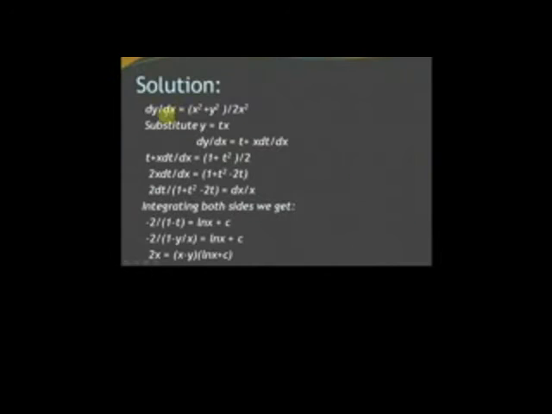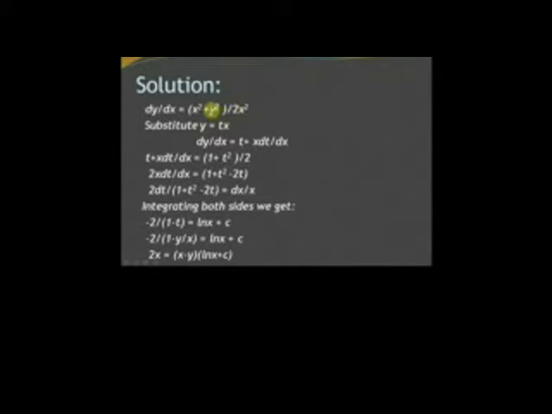Solve the differential equation dy by dx equal to (x square plus y square) divided by 2x square. So dy by dx is equal to (x square plus y square) divided by 2x square. Now we see that the numerator and the denominator are both homogeneous in nature. This is because the exponent of x is 2, the exponent of y is 2, and the exponent of the denominator is also 2. So this is a homogeneous equation.